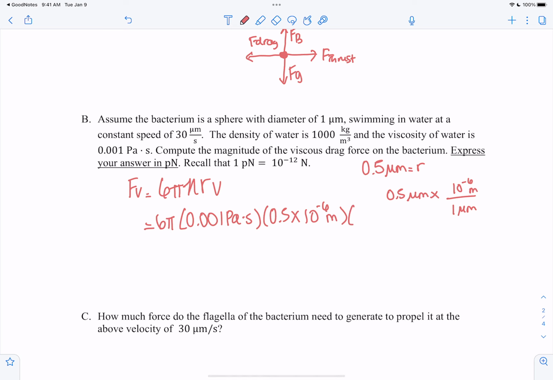And then our constant speed, 30 micrometers per second. Same thing there. We'll do 30 times 10 to the negative 6 meters, since that's 1 micrometer. Micrometers will cancel out, and you'll be left with meters on the top. So our speed is 30 times 10 to the negative 6 meters per second. We can multiply all this stuff out. And what should we get for our viscous drag here?